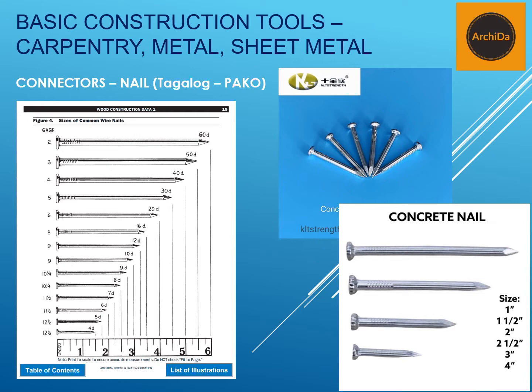Now for connectors, the most basic one that is used is called the nail, or in Tagalog, pako. There are two variations most commonly used. One is the GI nail, which stands for galvanized iron nail, which is shown in the picture on the upper right. Then the next one is the concrete nail, which is shown on the picture at the bottom right.